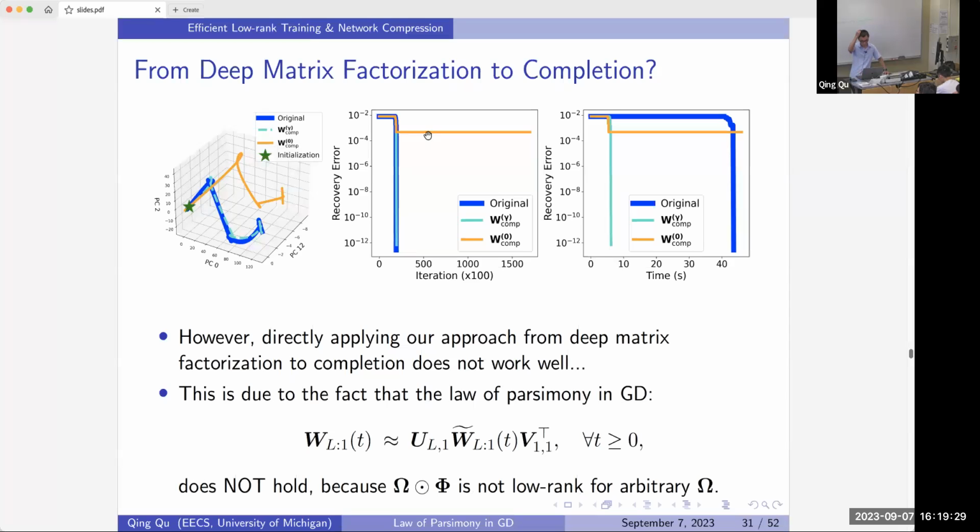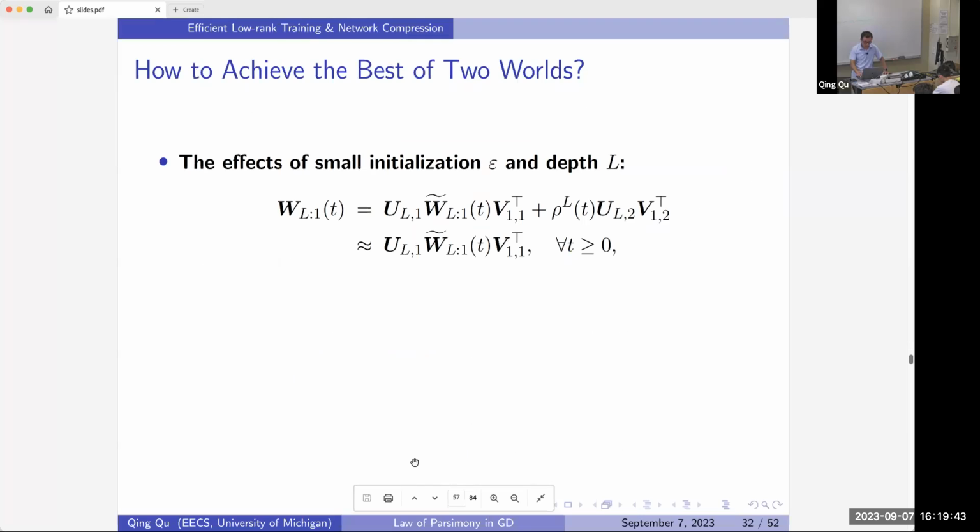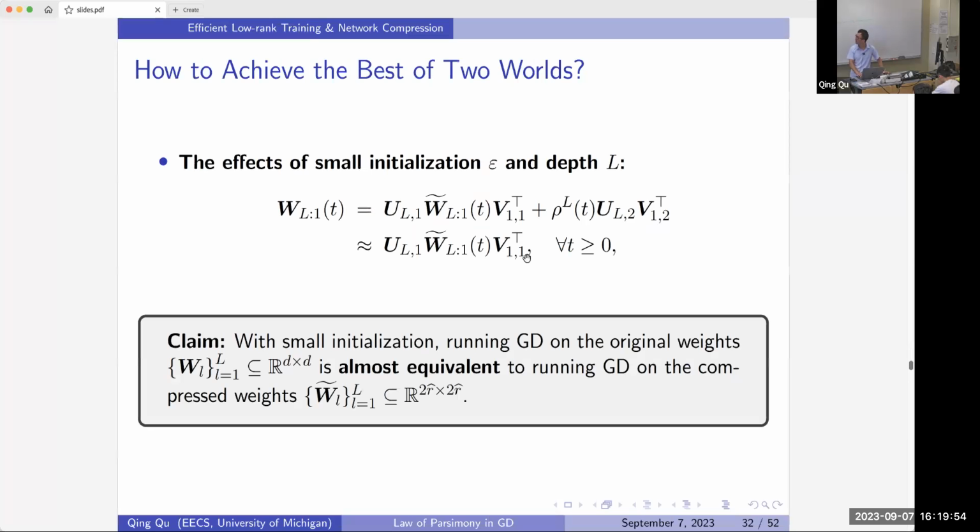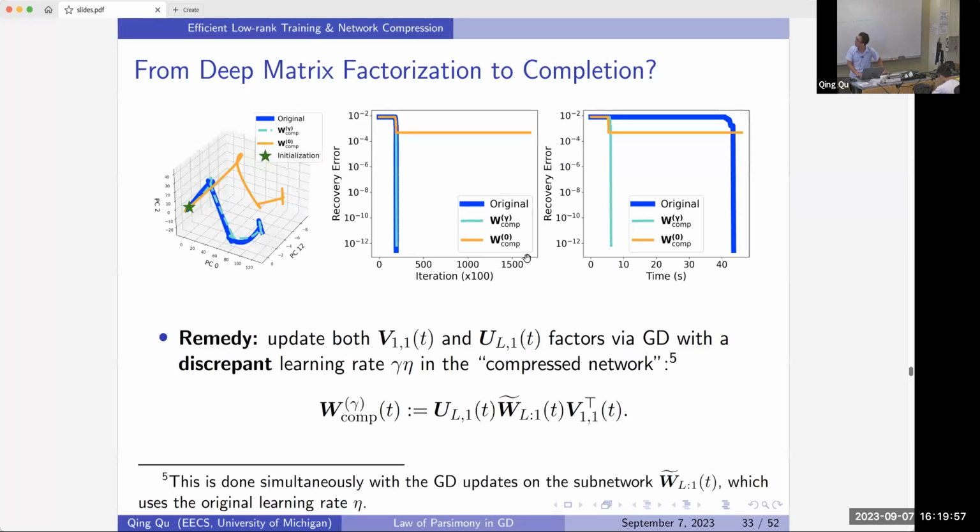This is because if you consider this omega, this index matrix with the low rank matrix, it is not exactly low rank. So to counter the effect, I think there's a remedy for matrix completion: we use a different learning rate to slowly update the U and the V, the singular vectors on the left and right.